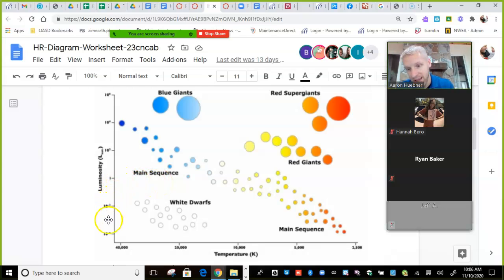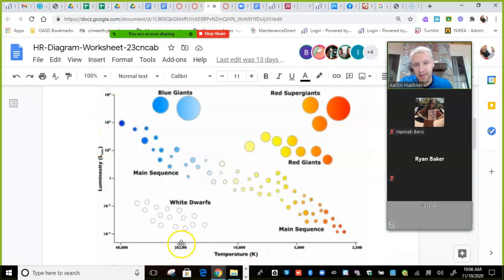If it's less than 1, then it's dimmer than the sun. If it's greater than 1, then it's brighter than the sun. If it had a luminosity of 10, it would be 10 times brighter. Of 100, which is 10 to the 2, it would be 100 times brighter. And this is like 10,000 and so on.